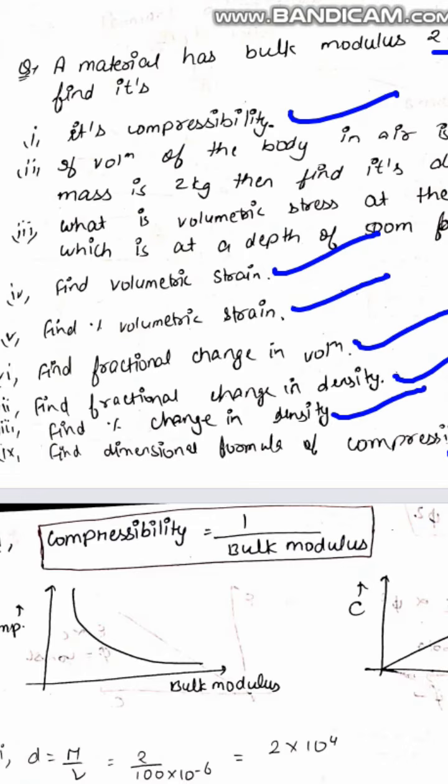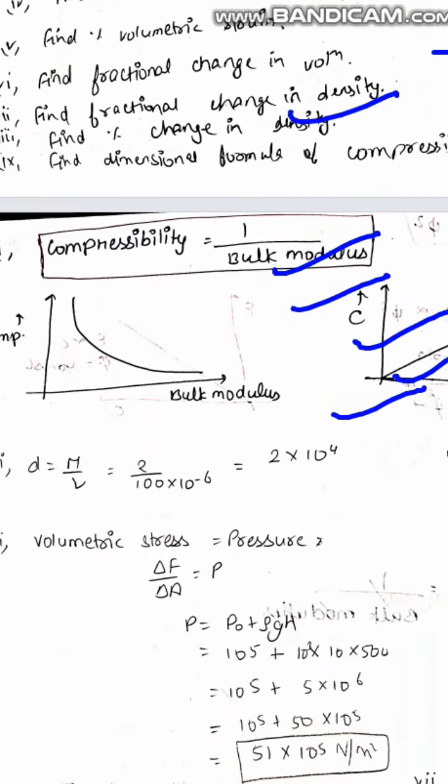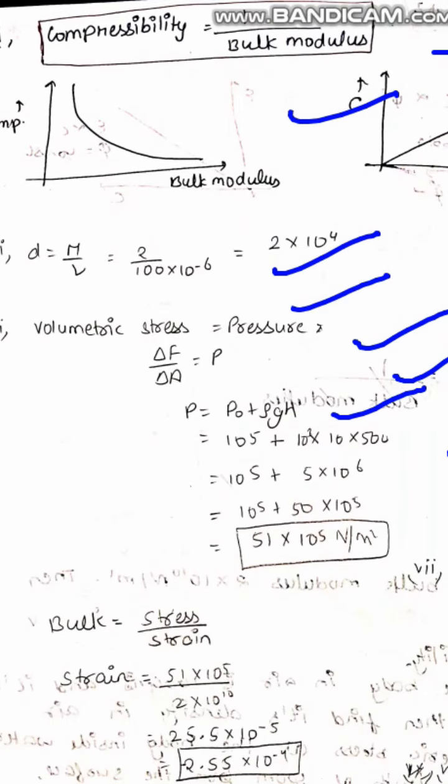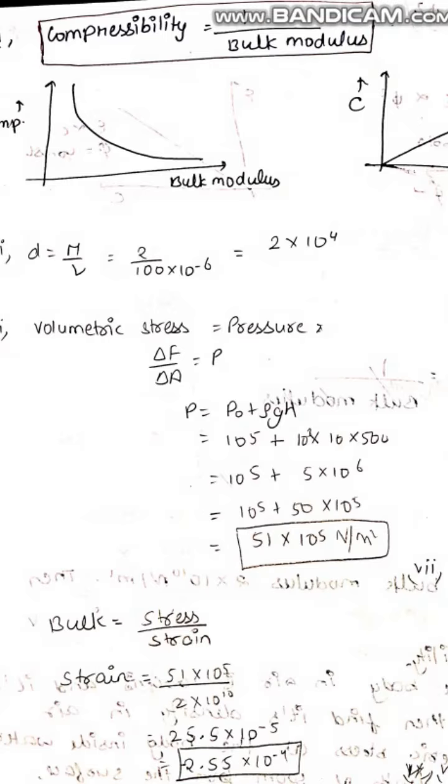So the very first question is about compressibility. Compressibility is 1 upon bulk modulus. The very simple explanation is that compressibility is 1 by bulk modulus. So if we draw the graph against B, it will be a rectangular hyperbola, and if we draw the graph between 1 by B, that will be a straight line.